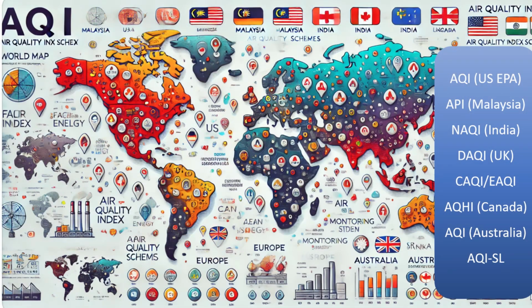So different countries and regions have developed their own AQI schemes to suit their local standards, such as the United States, Malaysia, India, UK, Canada, Australia, and also Sri Lanka, which has its own AQI index scheme.